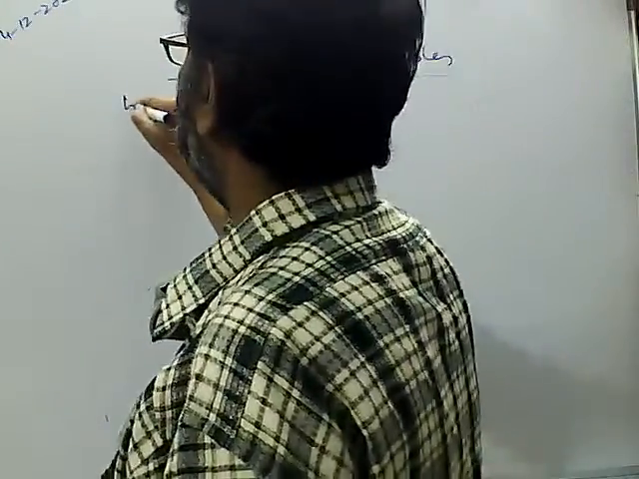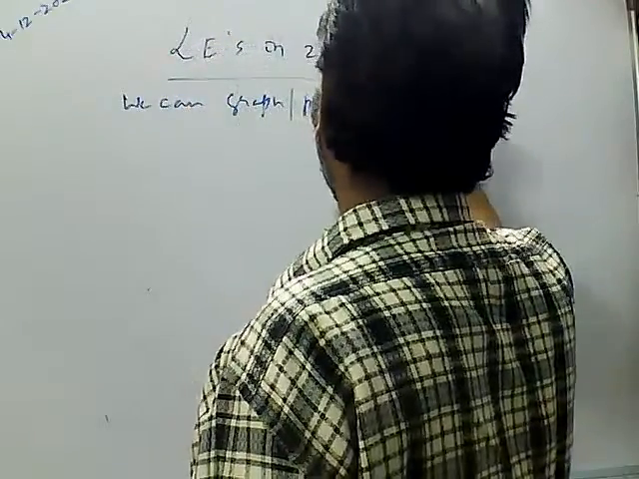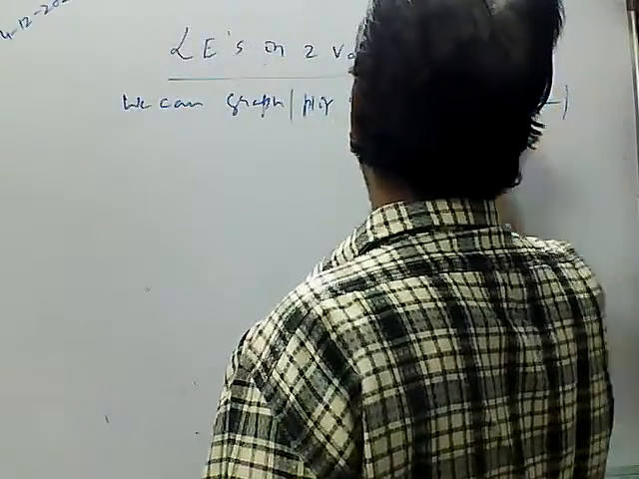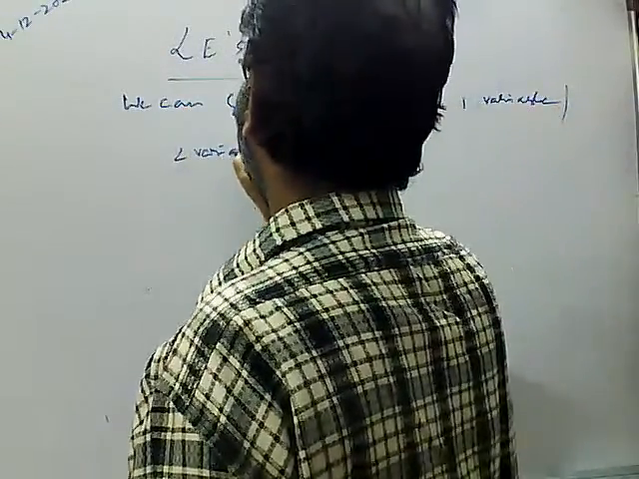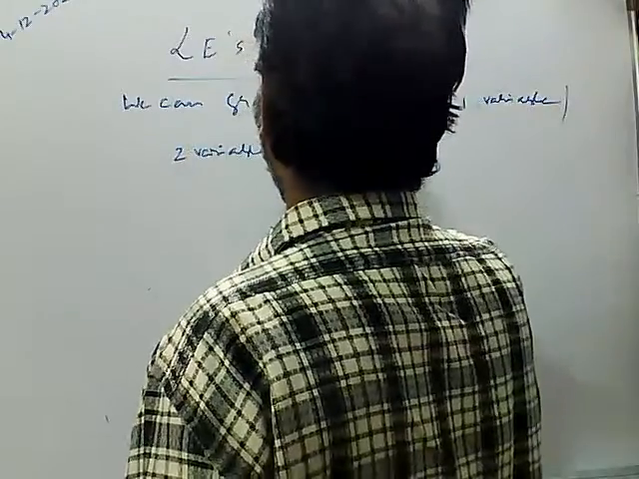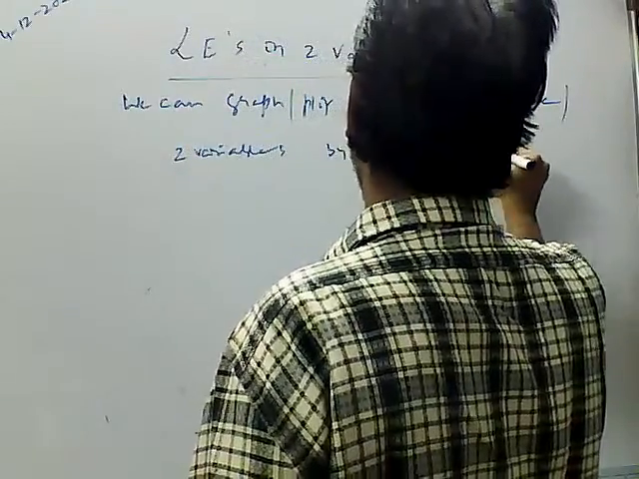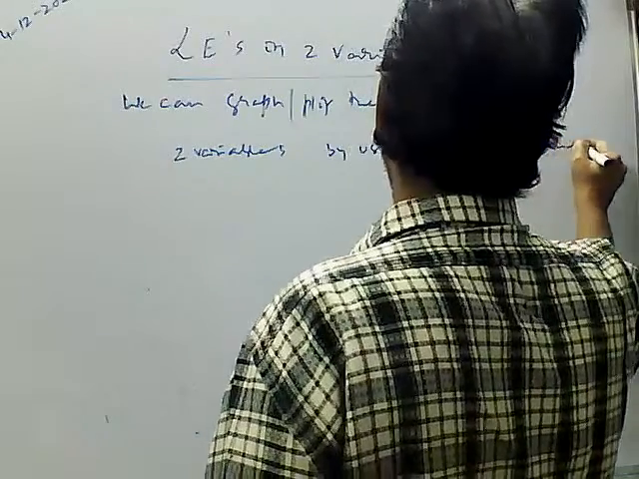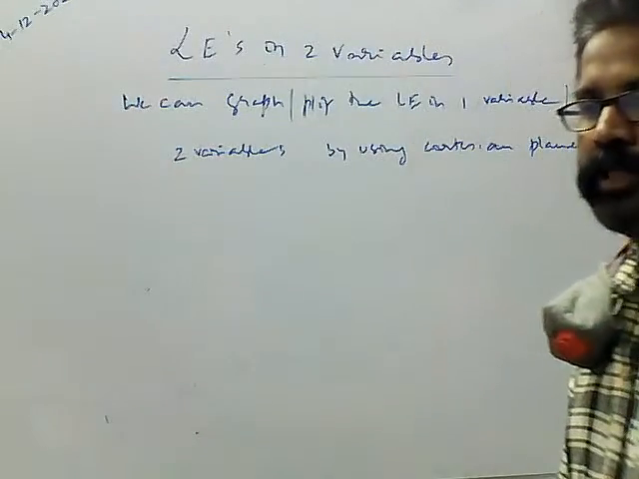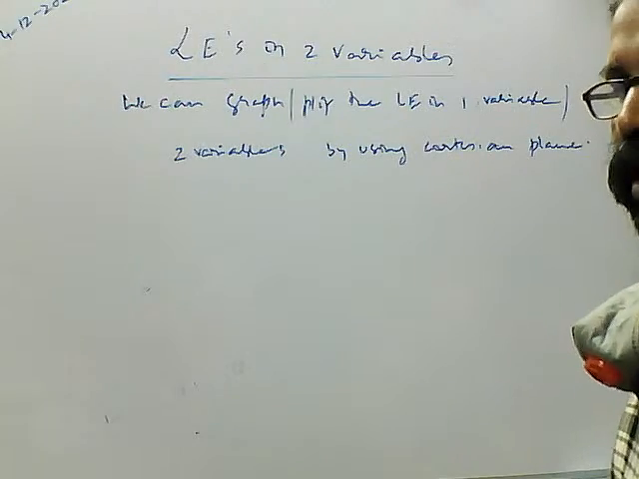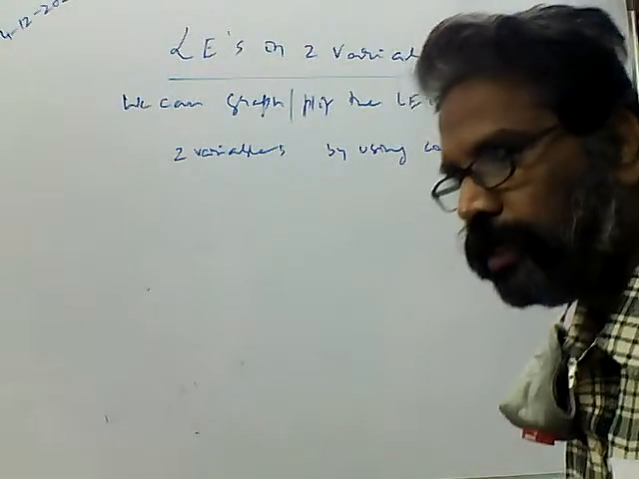Next, we can graph or plot the linear equation in one variable or two variables by using the Cartesian coordinate plane. Already we know what the Cartesian plane is, right? By using it, we are able to do the plotting or graph of the linear equation.